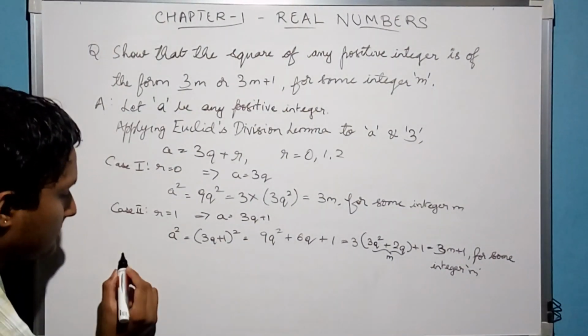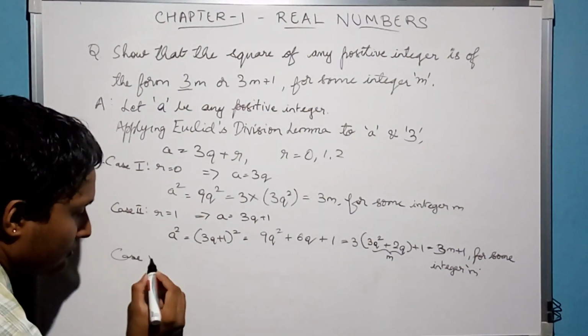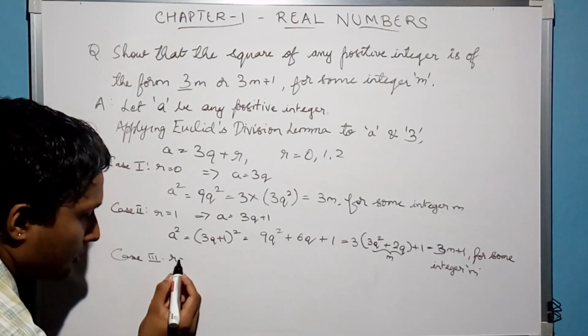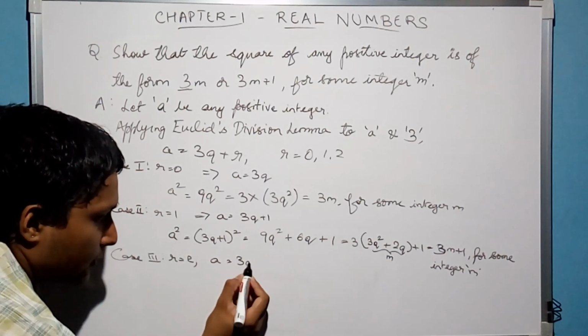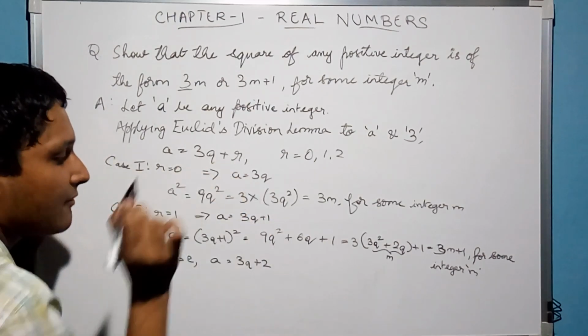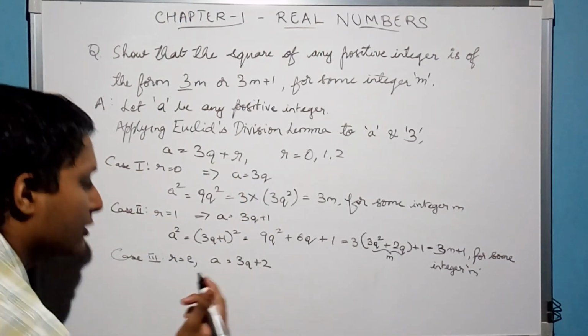What will be the case? Third case, where r is equal to 2. That means that a is equal to 3q plus 2. Here in place of r, we are going to write 2. That's why it is 3q plus 2.